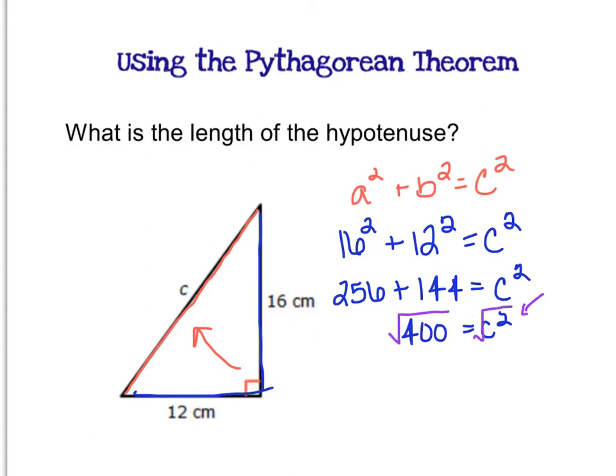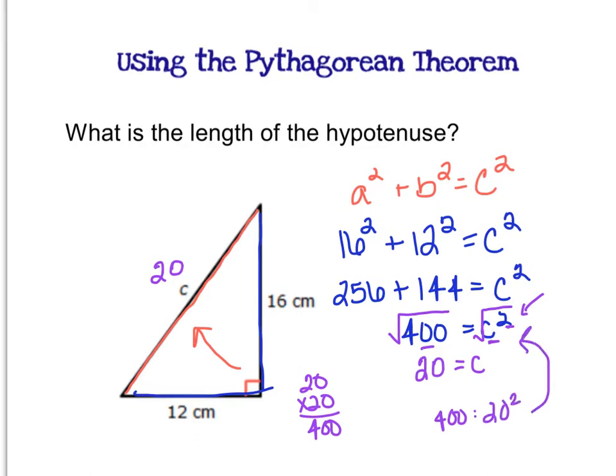I need to figure out what number, when I multiply it by itself, that's what square means, is going to give me 400. And the square root of 400 is 20. So 20 equals c, so 20 equals my hypotenuse. And I can test this out. If 20 equals c, if I do 20 times 20, that gives me 400. So that means 400 is the same thing as 20 squared, which is what we had in the step above.